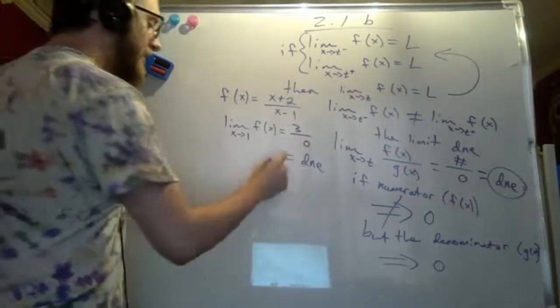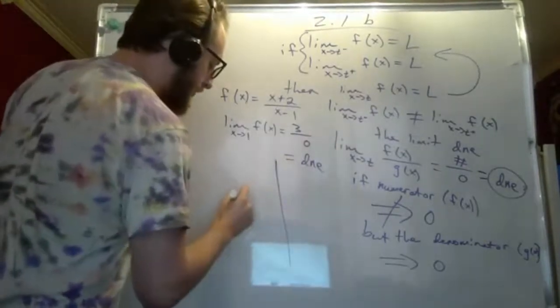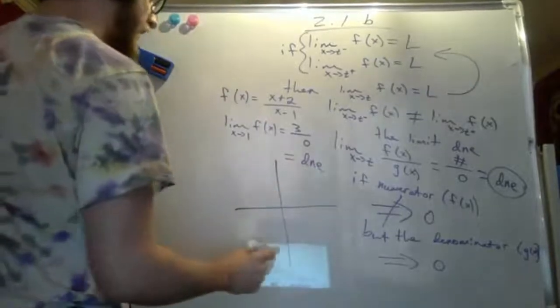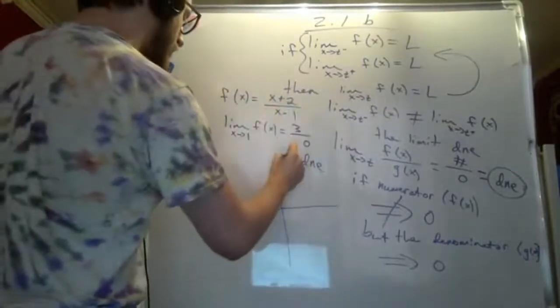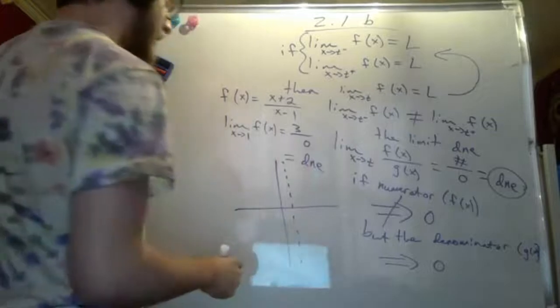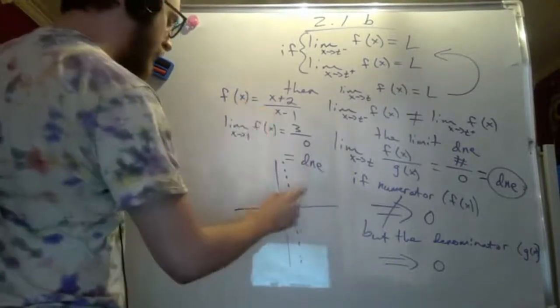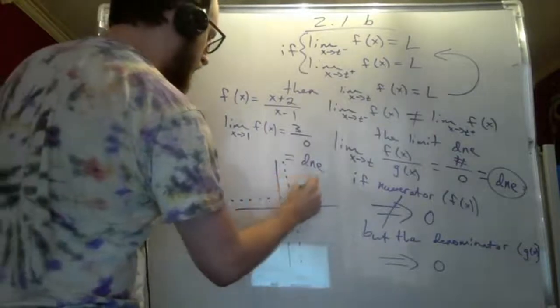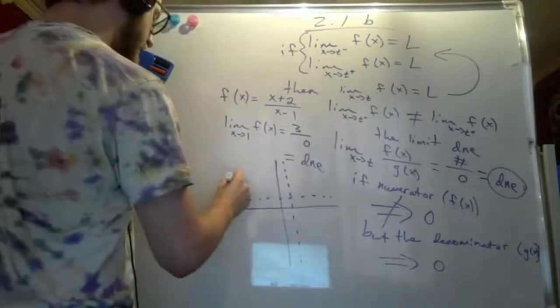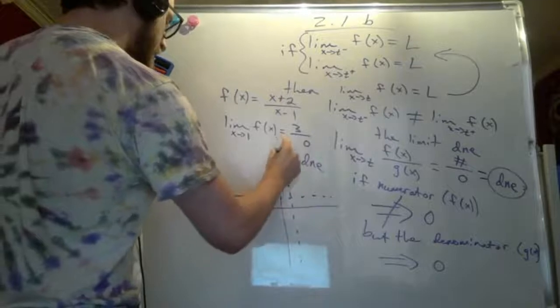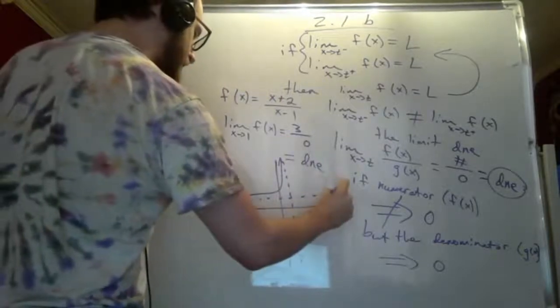And this makes sense because if you remember the graph for this one, we had the vertical asymptote at 1, and we had a horizontal asymptote also at 1, dividing their coefficients. And our graph looked something like this.